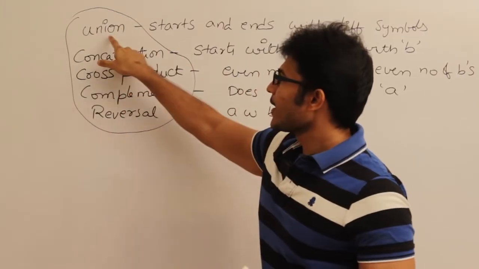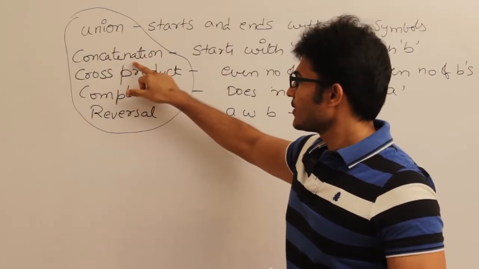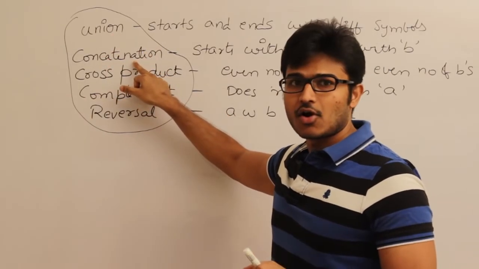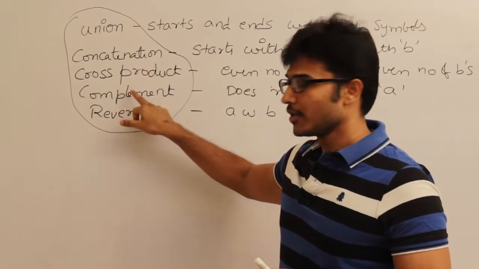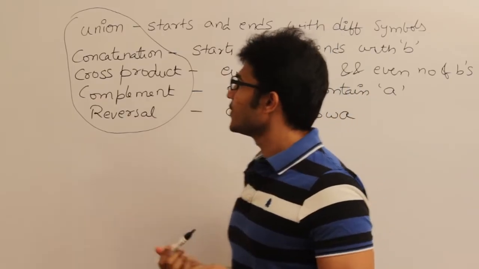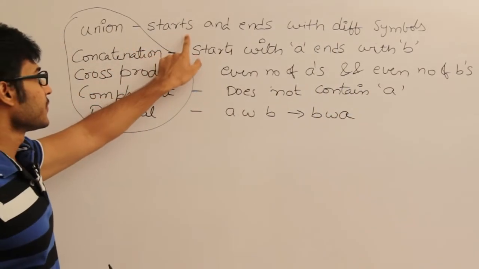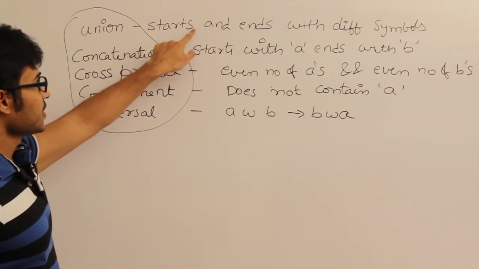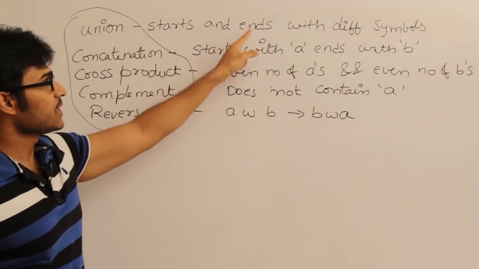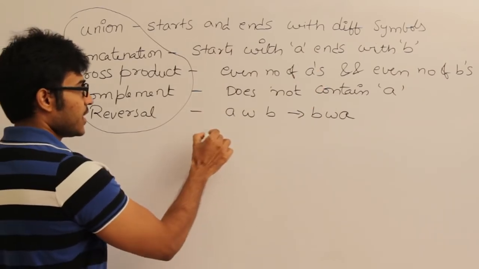These are all the operations which you can apply on DFA. For example, I can take two DFAs and apply union, or concatenation, or cross product, or complement, or string reversal. I'll take each one of them and explain. Let us say we have already seen this problem where we have to accept the set of all strings which start and end with different symbols. Let us assume that sigma equals {a, b}.